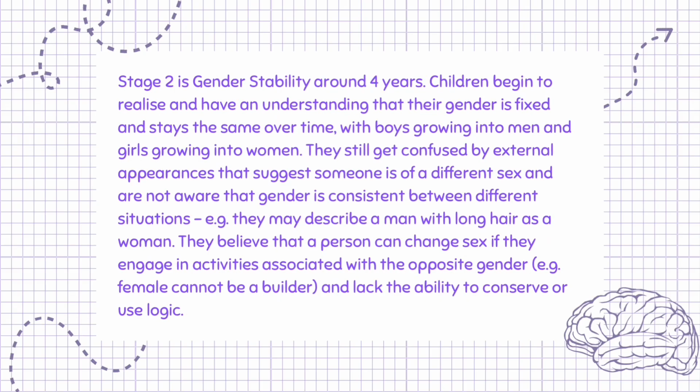Stage 2 is gender stability around 4 years. Children begin to realize and have an understanding that their gender is fixed and stays the same over time, with boys growing into men and girls growing into women. They still get confused by external appearances that suggest someone is of a different sex and are not aware that gender is consistent between different situations, e.g., they may describe a man with long hair as a woman. They believe that a person can change sex if they engage in activities associated with the opposite gender, e.g., female cannot be a builder, and lack the ability to conserve or use logic.